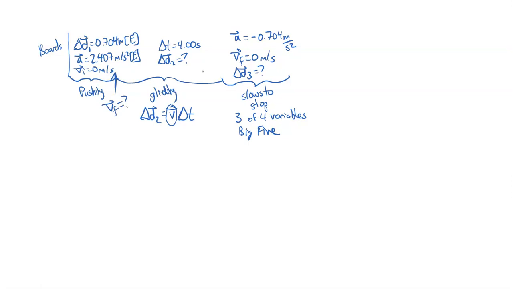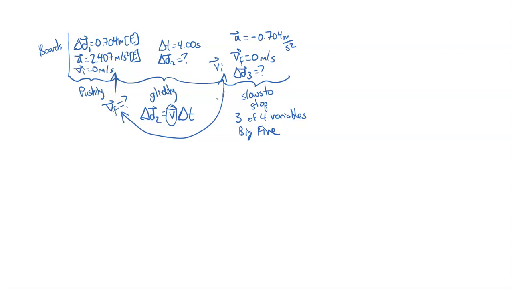And if we can find that final velocity, then we have enough information to know the final velocity here. That's going to be the same thing because it glides at a constant velocity. And then we'll have enough information to solve this. This would be considered our v initial in this case. So we'd have v initial, v final, acceleration, and we wouldn't know the delta d.